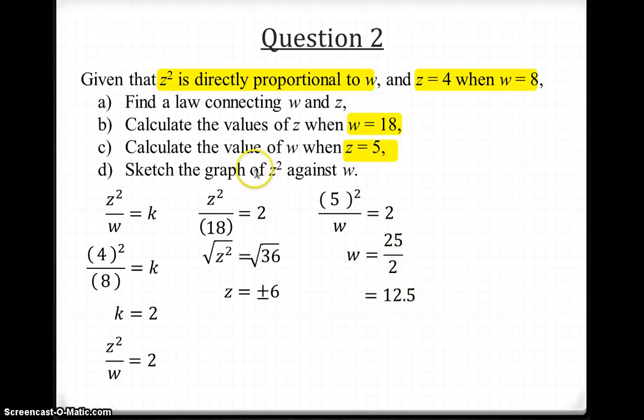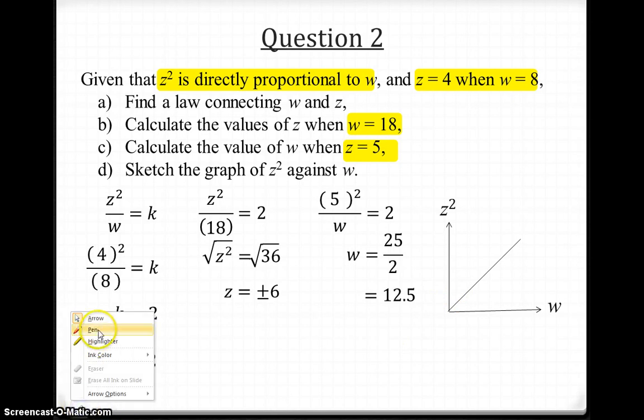Done. Sketch the graph of z squared against w. So z squared will be at the vertical, w will be at the horizontal, and it is a straight line graph through the origin. And I need to write a 0 over here. So let's write a 0 over here. Yes, pass through the origin, need to write the 0. Okay?